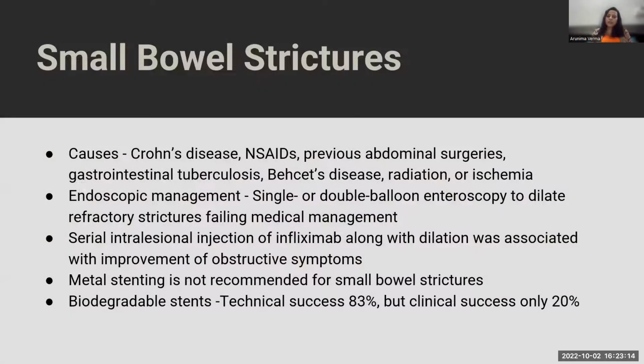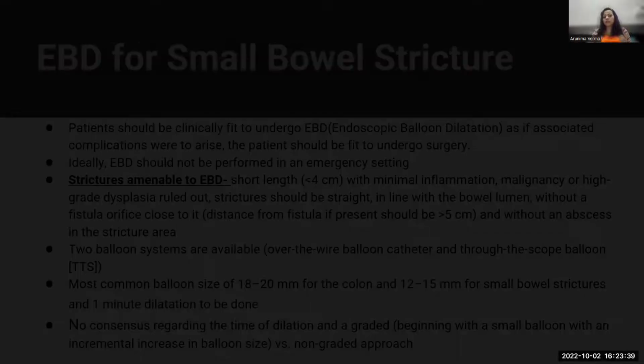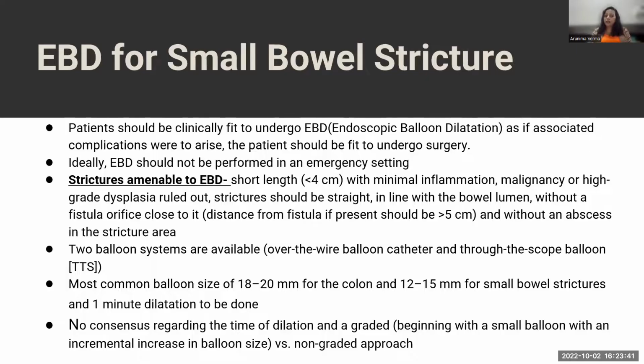Coming to small bowel strictures, there are multiple causes, right from Crohn's disease, NSAIDs, to previous abdominal surgeries. Endoscopic management would be single or double balloon enteroscopy, which would dilate the refractory strictures. Serial intralesional injection of infliximab can be used along with dilatation. Metal stenting is not recommended for bowel strictures, and biodegradable stents have been used with technical success of 83%, but clinical success only 20%. So coming to endoscopic balloon dilatation, the patient should be clinically fit.